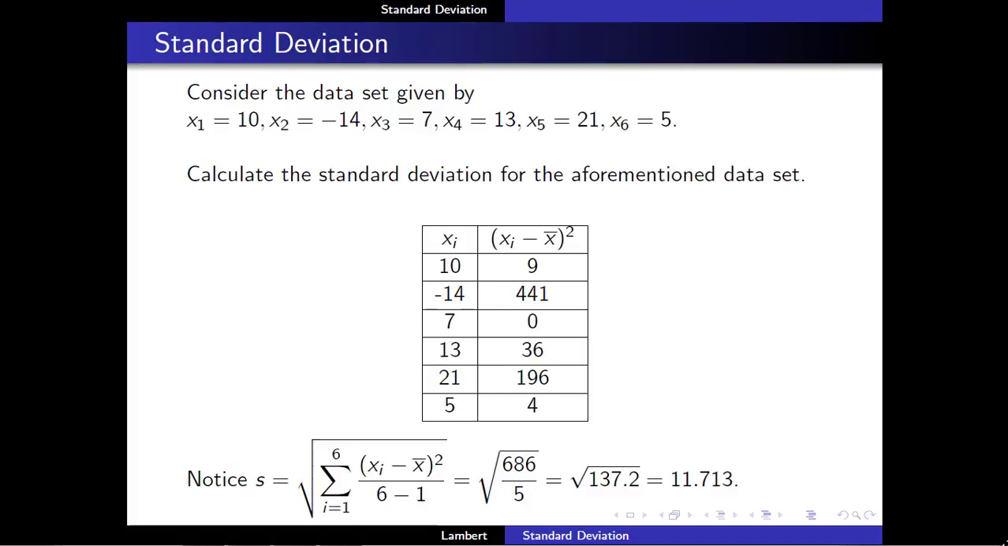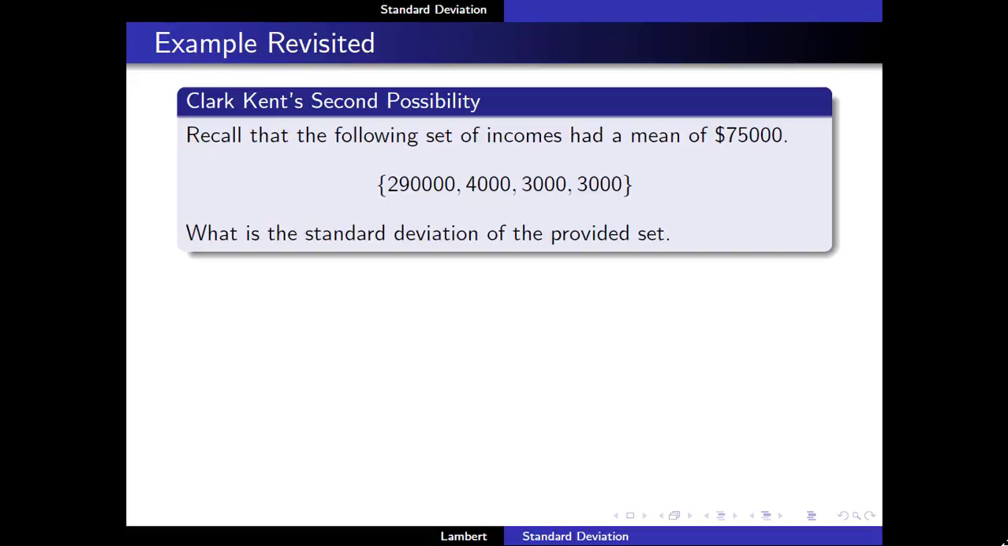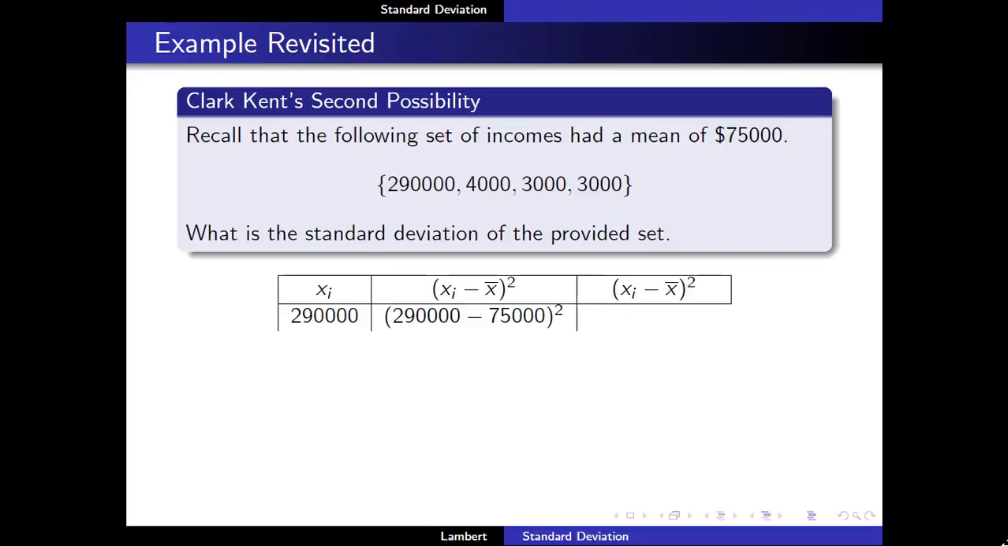So let's take this one step further and go back to our income case. In particular, let's look at the one that had some spread: the 290,000, 4,000, 3,000, 3,000, where we were discussing income disparity. Let's see if we can give a value for that. What's the standard deviation of that provided set? We can start just like before and create our table where we look at the differences of the observation and the mean and then square that value.